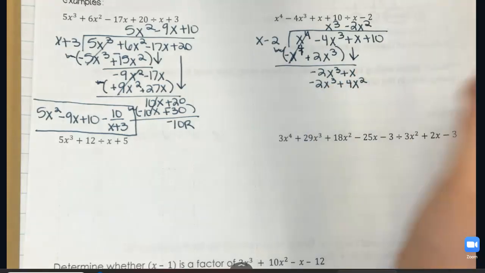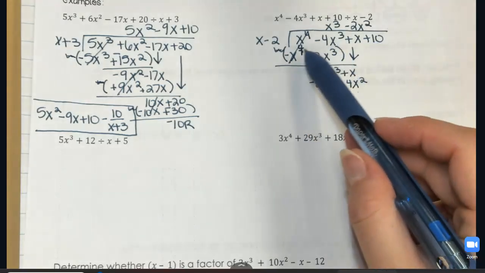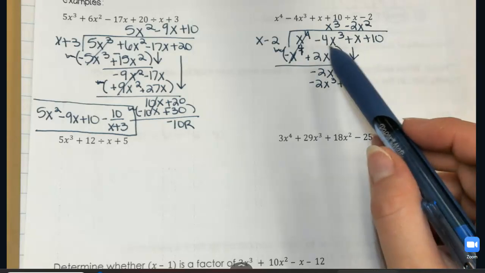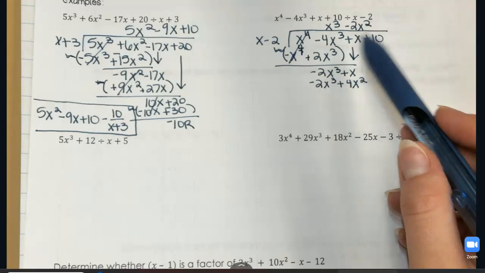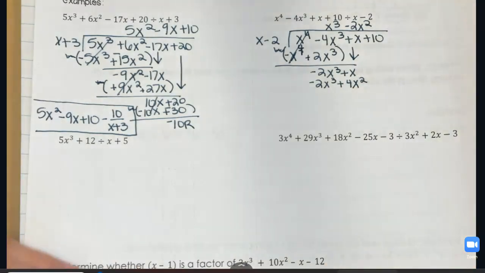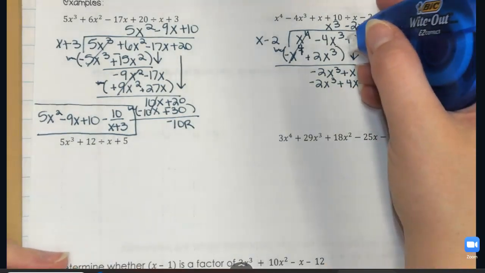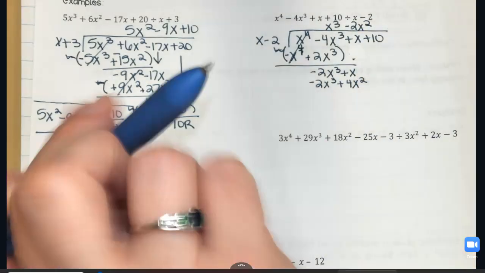4x squared. Now, something that we missed here is that in my descending order, I do not have a term that is x squared. So what we need here is a placeholder of 0x squared.